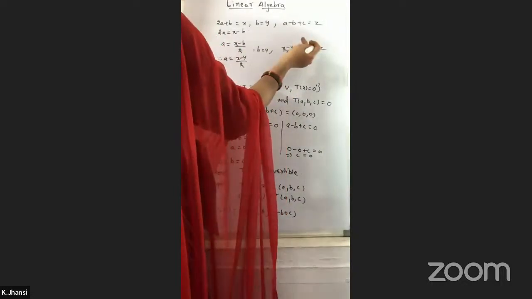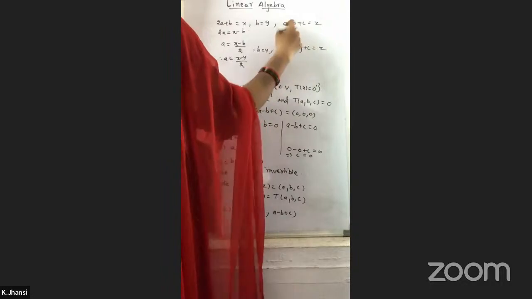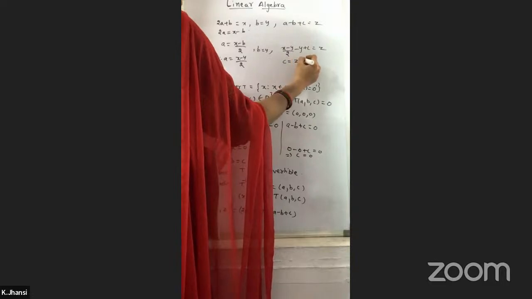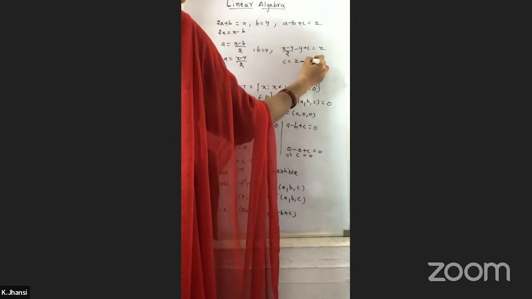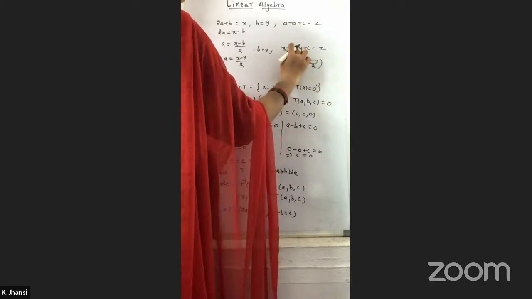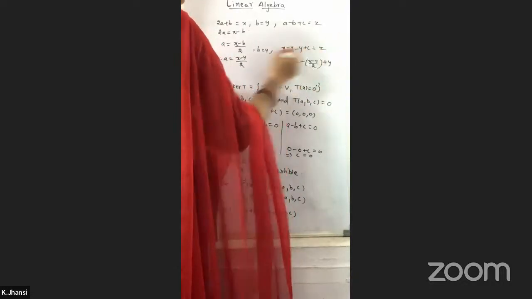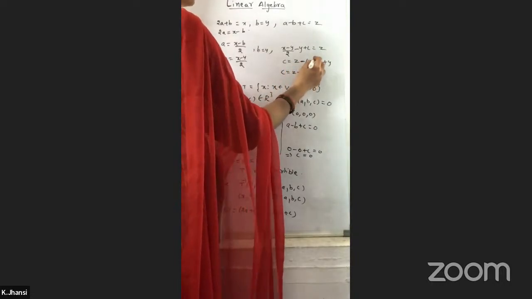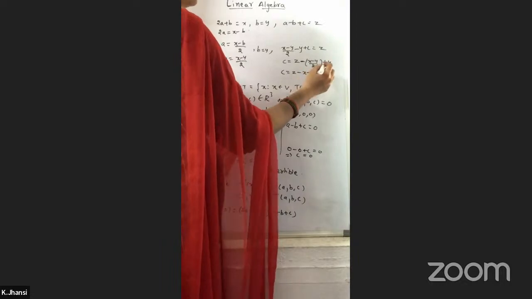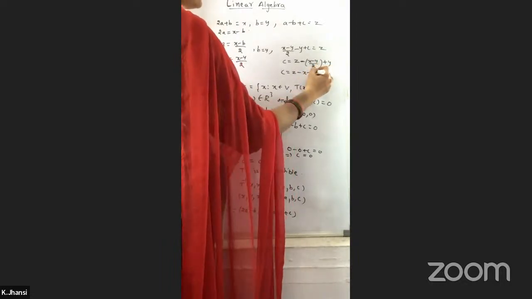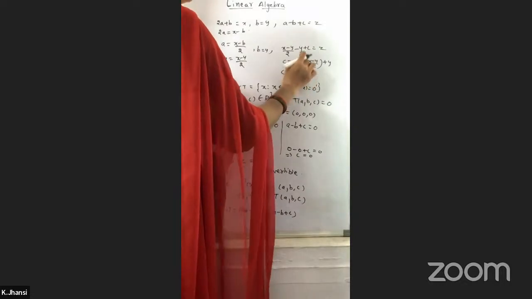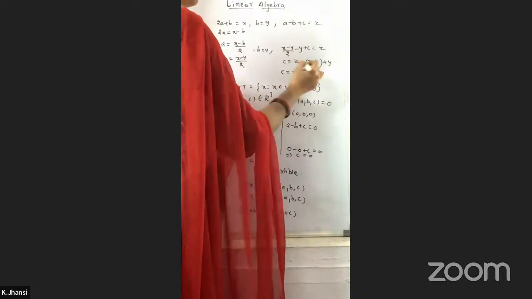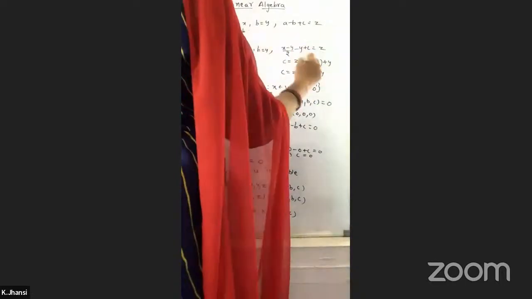You take z this side, or else these terms to that side. So what you'll get? C is equal to z minus x minus y by 2. If this minus goes to that side, it will become plus y. Now C is equal to z minus x minus y. If you take this to that side, it is minus x. Minus of minus is plus y, plus 2y, by this whole thing 2.